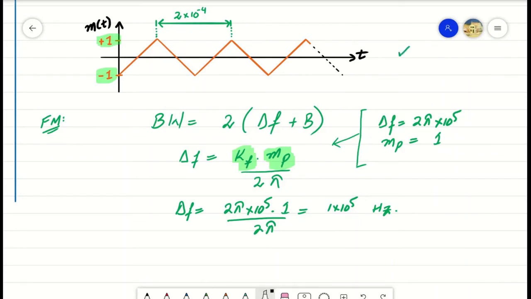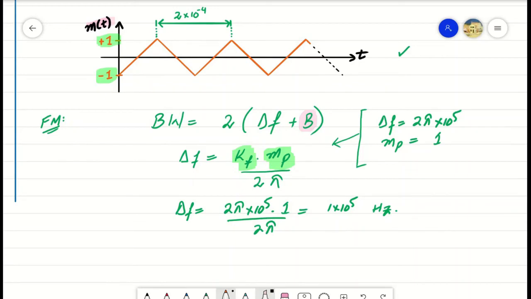The second parameter which is required to calculate the bandwidth of this modulated signal is the bandwidth of information signal, where the information signal is m of t and this example information signal is a triangular wave. So to determine the bandwidth of m of t, as this information signal is a periodic signal and it is a triangular wave, we can apply Fourier series expansion. We can compute the power of its harmonics.